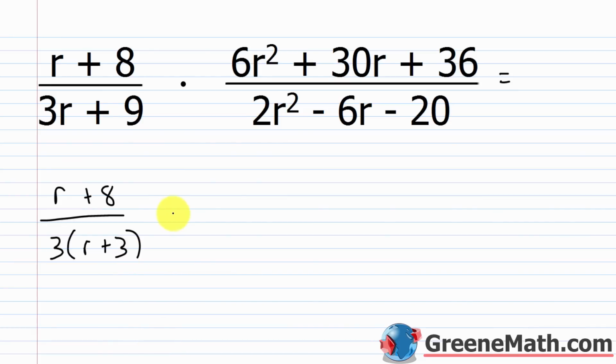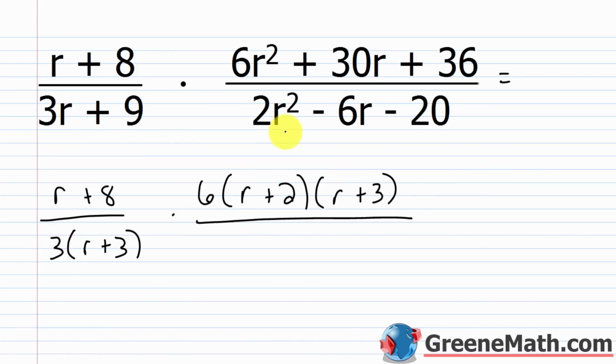Then times, from this one right here, I can pull out a 6. So I'd have r squared plus 5r plus 6. Now I can factor that further. If you give me two integers that sum to 5 and multiply together to give me 6, well, that's 2 and 3. So I would do r plus 2 times r plus 3. So r plus 2, that quantity, times r plus 3.